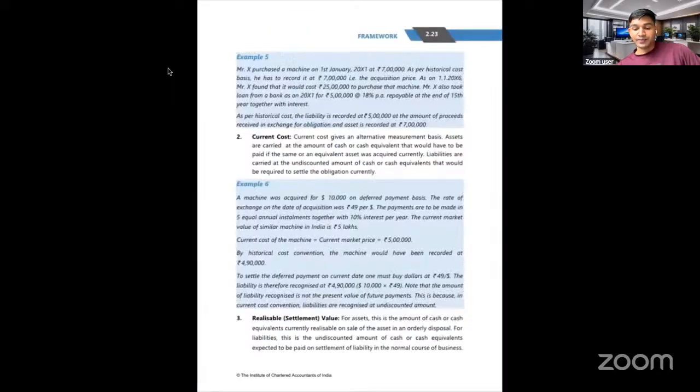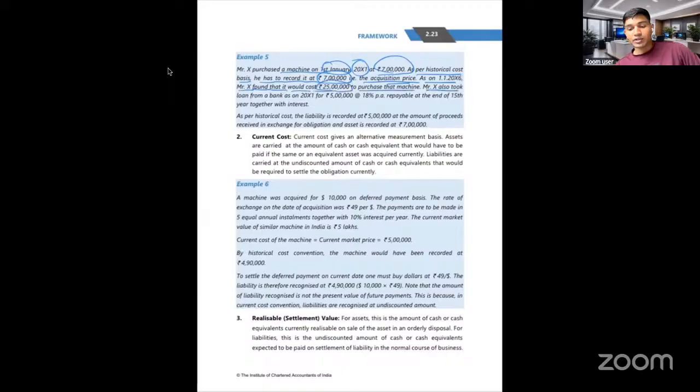For example, Mr. X purchased a machine on 1st January 2021 at rupees 7 lakh, and as per the historical cost basis, he has to record it at rupees 7 lakh. Suppose that as on 1st January 2026, Mr. X found that it would cost rupees 25 lakh to purchase that machine.